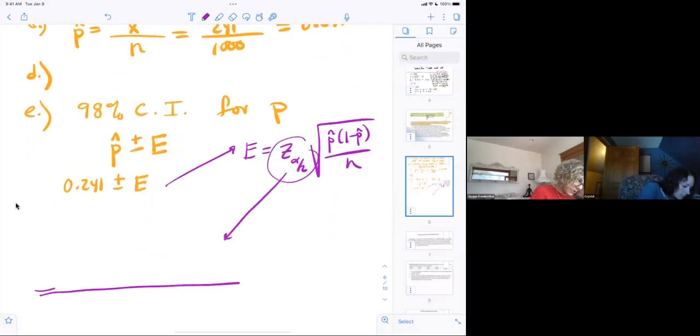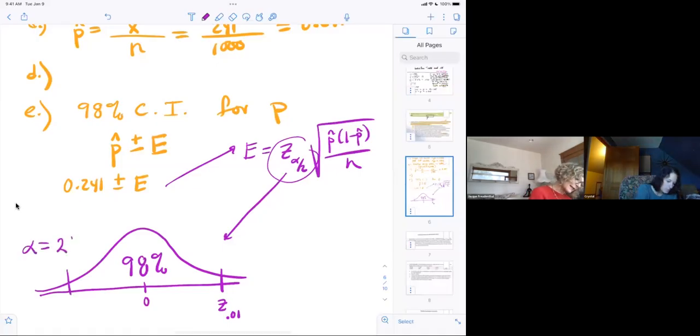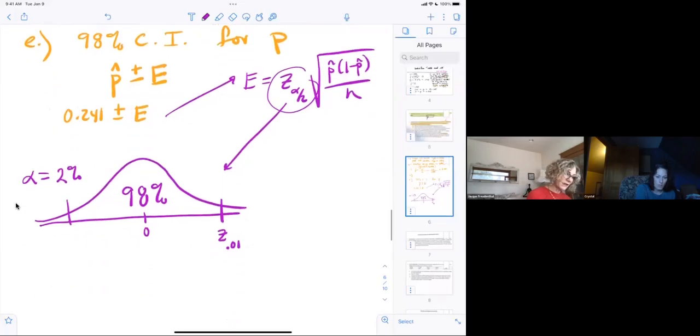I draw my standard normal curve. I know this is 98%, which means my Z sub alpha over 2. So alpha is 2%, since my confidence level is 98%. So alpha over 2 would be 1% that is in each tail. So then you would go into StatCrunch, or you would do your inverse norm on your calculator.